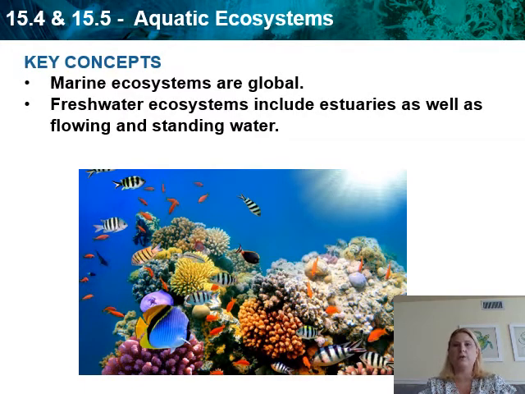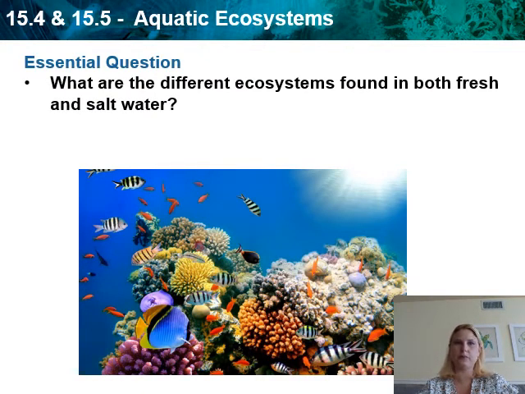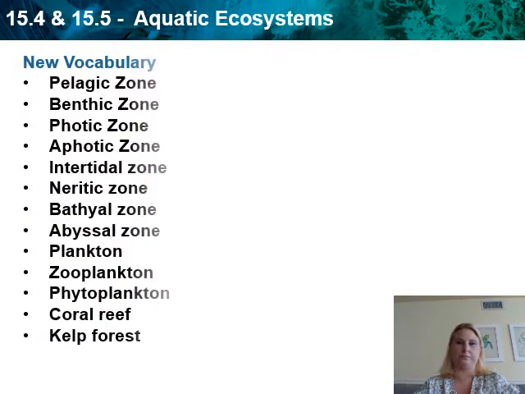All right, guys, so here we are in our last set of notes for this week. We've got 15.4 and 15.5, aquatic ecosystems, aquatic for water ecosystems. Key concepts: marine ecosystems are global, and freshwater ecosystems include estuaries as well as flowing and standing water. Essential question: what are the different ecosystems found in both freshwater and saltwater?